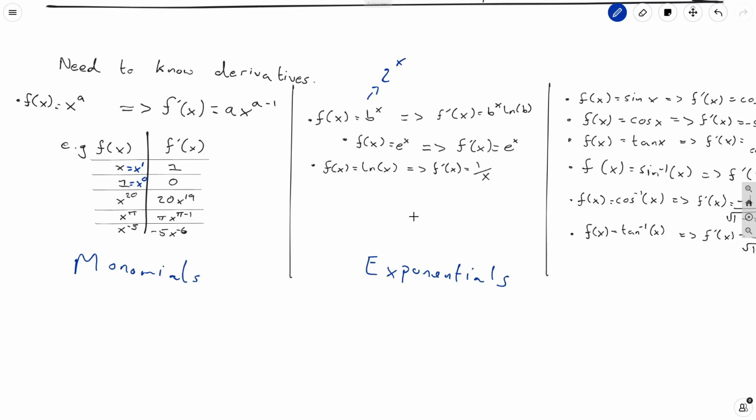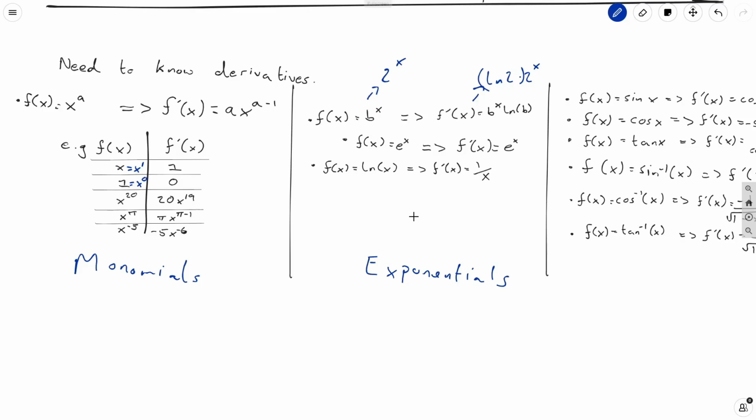And remember, the natural log of x is the inverse function to e to the x. So in this case, if f of x was equal to 2 to the x, this would become natural log of 2 times 2 to the x. Okay? And a very important example, more important than this b to the x example, is actually you need to know this: f of x is equal to e to the x.